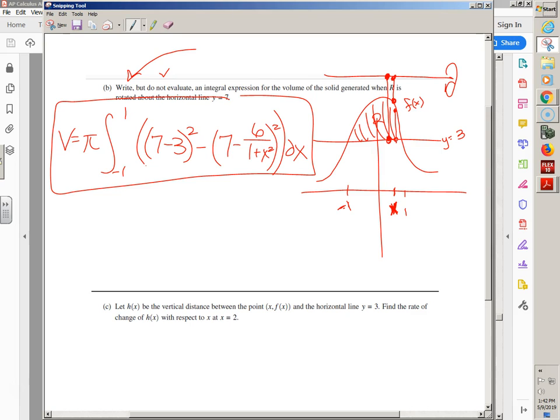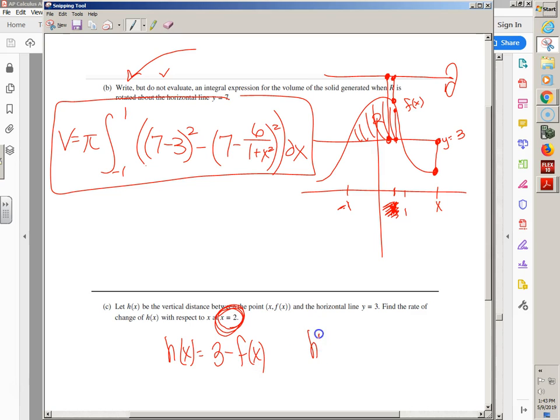The problem is, what did they say a little bit later about who x actually is? X does not belong on this side of 1. X belongs on this side. So if that's the case, where's my f? Way down here. And where's the distance between the point x, f of x, and the horizontal line? I have to go up. So here's my question: who's higher, and who should be first in the subtraction? 3. So h of x, the vertical distance, has 3 first because 3 is higher, and f of x is second.